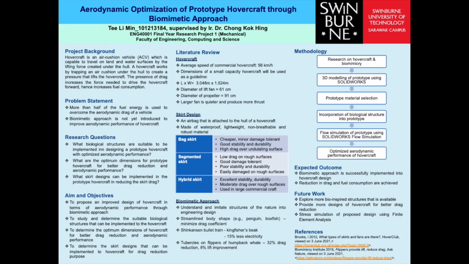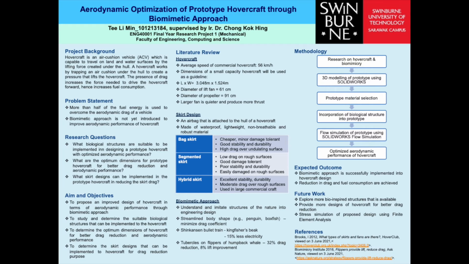The next part is the skirt design. A skirt is an airbag that is attached to the hull of a hovercraft and is usually made of materials that are waterproof, lightweight, non-breathable, and robust. There are three types of skirt design, which are back skirt, segmented skirt, and hybrid skirt. A back skirt can be simply thought of as a round tube fitted around the hull of the hovercraft. Back skirt has a good stability and durability. However, it has high drag on undulating surfaces.